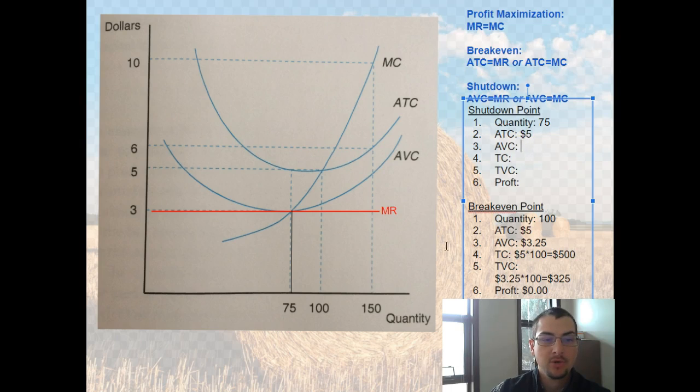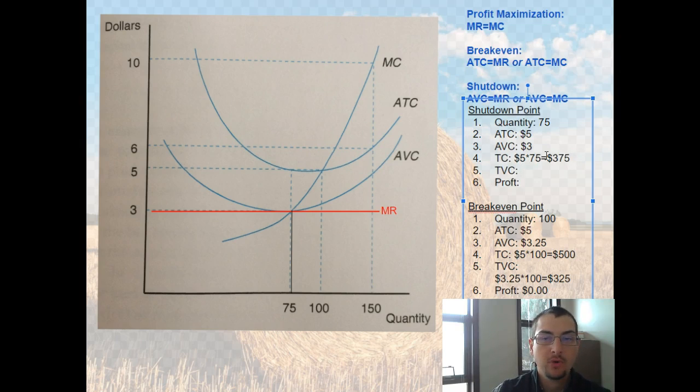What's our average variable cost? Well, we follow this line up. Oh, look, it's equal to our marginal revenue line, and that's going to be equal at $3. So we now know our average variable cost. What is our total cost? Total cost is going to be this average total cost times the quantity. So we say it's equal to 5 times 75. And I'm going to do some quick math real quick. That value should be equal to $375. That's your total cost.